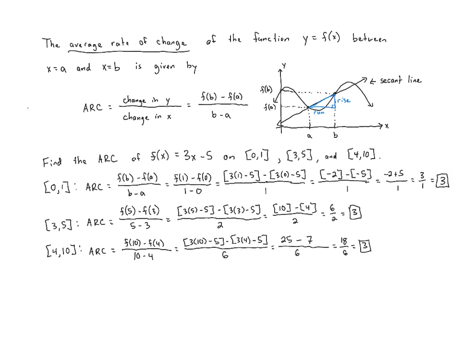Why did we get the same value for the average rate of change for all three of these intervals? Well, the answer is that our function was a linear function with a constant slope. The graph of this, f of x equals 3x minus 5, would look something like this. And so anytime we're picking 2 points to look between, the slope of the secant line between those 2 points is just going to be the slope of the line that those points are on, which is going to end up being 3 in this case, because the slope of that line is 3.